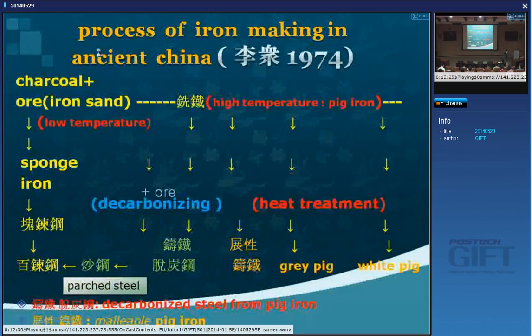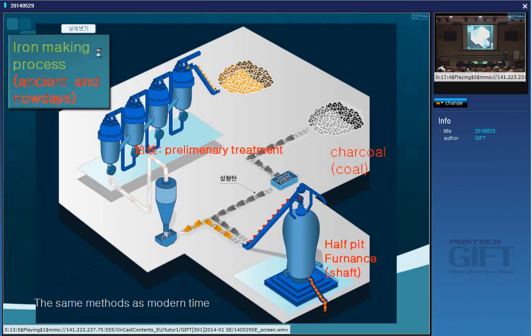One more thing. In Europe, they used the technology from sponge iron and carburizing steel, and mainly this type of steel is used in Europe. This is the difference between Europe and China and Korea. The principles of the iron making process are the same between ancient times and nowadays, but the fuel is somewhat different.